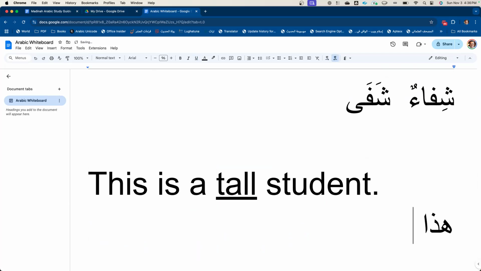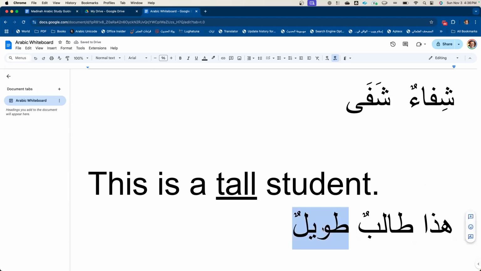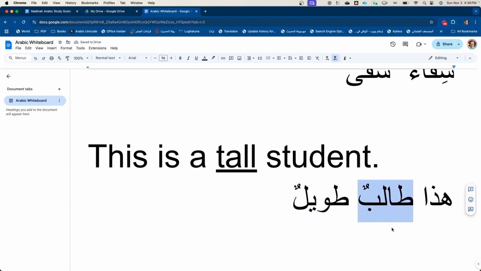هذا طالب طويل. Yes. Just to jog our memory, right? So in Arabic, the adjectives come after the noun. So after طالب, right? Okay.